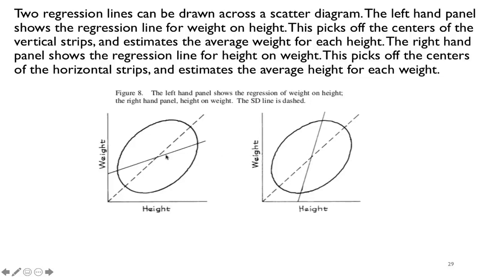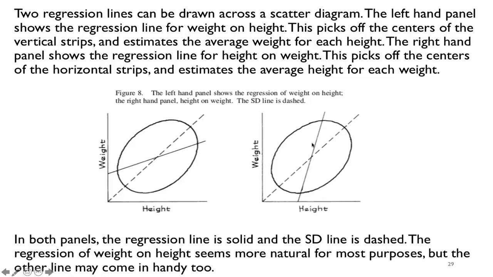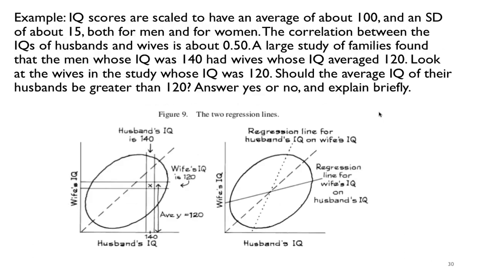So this line is the line we use if we are given the height and we want to predict the weight from it. We will use the other regression line if we know the weight and we want to predict the height. This dashed line is the SD line. Let's see an example to explain this further.